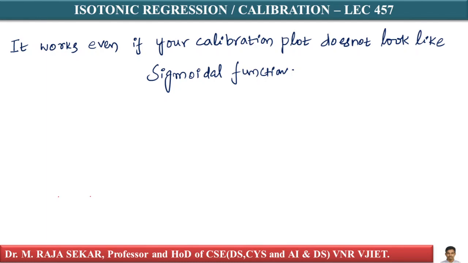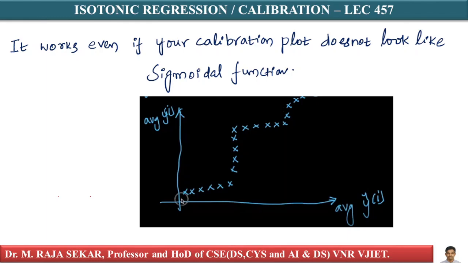The way it works is, let's assume I have my average y cap of i on the x-axis and my average yi on the y-axis. When I plot the data, I am actually plotting my calibration plot. Let's assume the data looks like this. It roughly looks like the block curve that we saw in the previous lecture. Just try to refer to my previous lecture where you can see this type of curve.